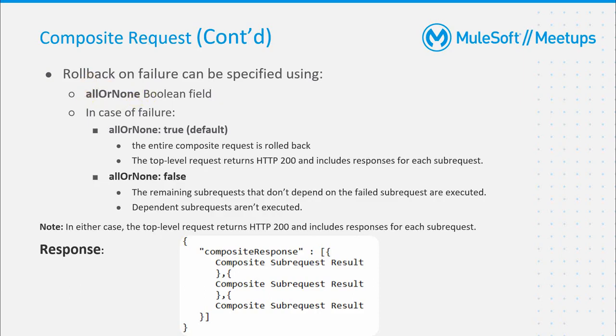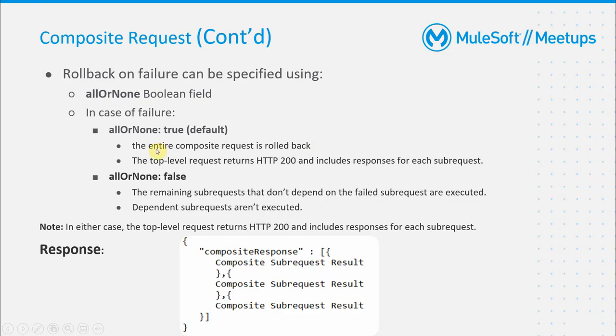In case of failure, suppose you have allOrNone as true, which is the default. If you do not even mention this allOrNone key attribute, the composite request acts as true by default. Suppose you have 25 sub requests, and the 25th failed. What should happen? The entire composite request is rolled back, right?